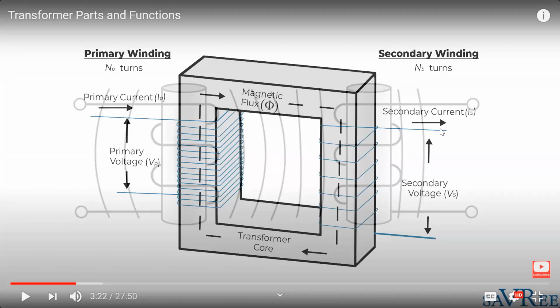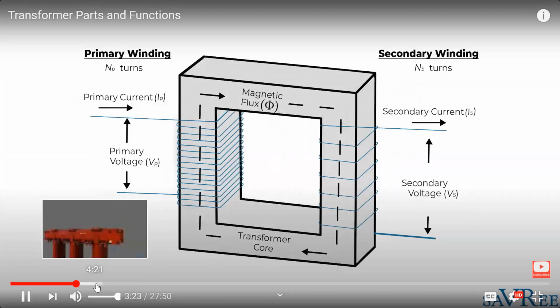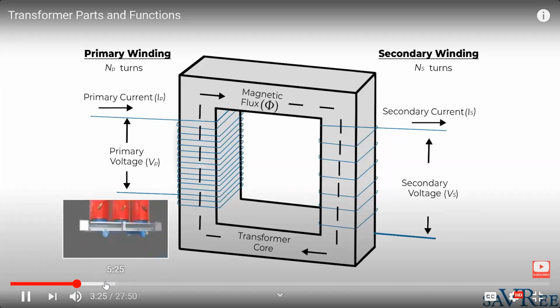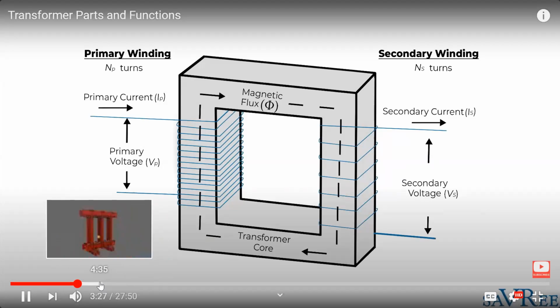So step-up: NS is greater than NP. That means secondary turns are more, step-up. Secondary turns less, step-down transformer. So this is the basic principle of a transformer. In order that we can get a high magnetic field density.